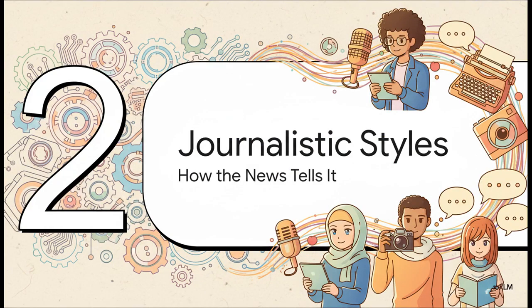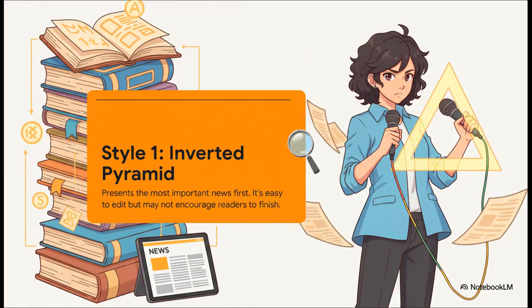So a journalist knows what info to keep. But how do they actually tell that story? Well, it turns out it's not a one-size-fits-all situation. They've got a whole toolbox of different ways to frame the narrative. First up is the classic, the one you see everywhere, the inverted pyramid. You know this style even if you don't know the name.